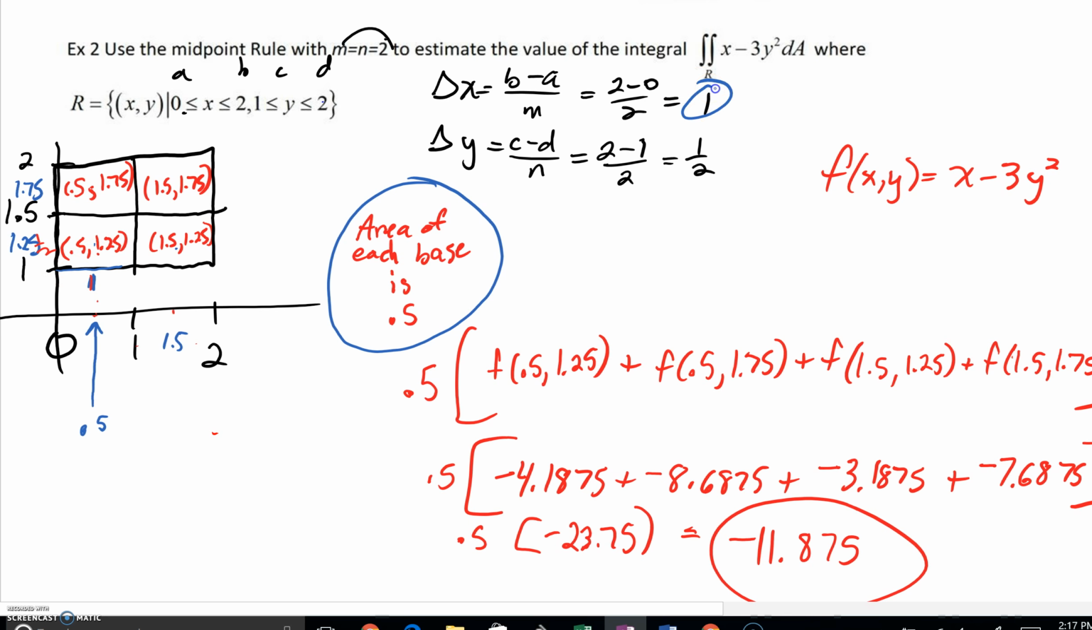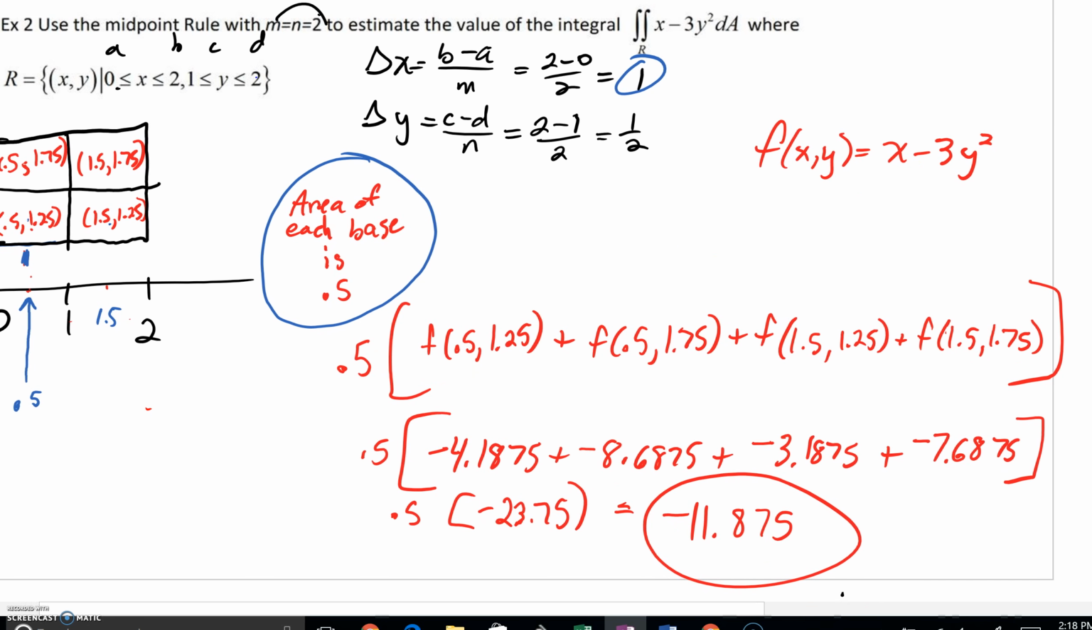Now the area of each of these subrectangles, you can see that the x length would be 1, that's your delta x. Your delta y would be a half, and you can see that it'd be 1 times 1/2, which is 1/2. So the area of each base of that prism is 0.5. What we could do is definitely then multiply 0.5 to each of these heights corresponding to the midpoints. But in class we talked about factoring out that 0.5, since 0.5 would be constant for all of them.